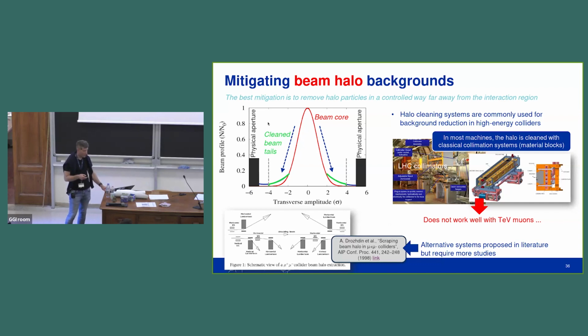Okay, just to say, the mitigation measure for halo-induced background is that we reduce the beam tails, remove this part of the tails far away from the interaction point. In any other high-energy collider, we have collimation systems far away from the interaction point, which clean the beam halo. This is usually done with classical collimation systems, so material blocks brought close to the beam, and then these particles are removed from the beam in a controlled way. You need secondary absorbers and so on.